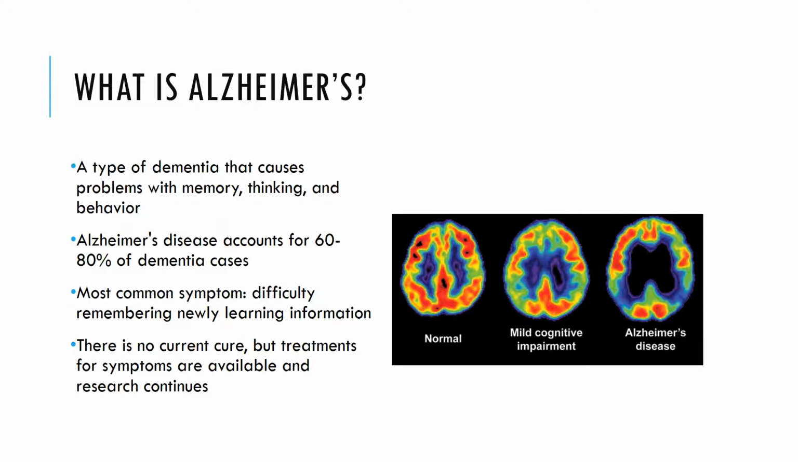Alzheimer's is a type of dementia that causes problems with memory, thinking, and behavior. This disease accounts for nearly 60 to 80% of all dementia cases. The most common symptom is difficulty remembering newly learned information. Currently, there is no cure, but treatments for symptoms are available and research continues.